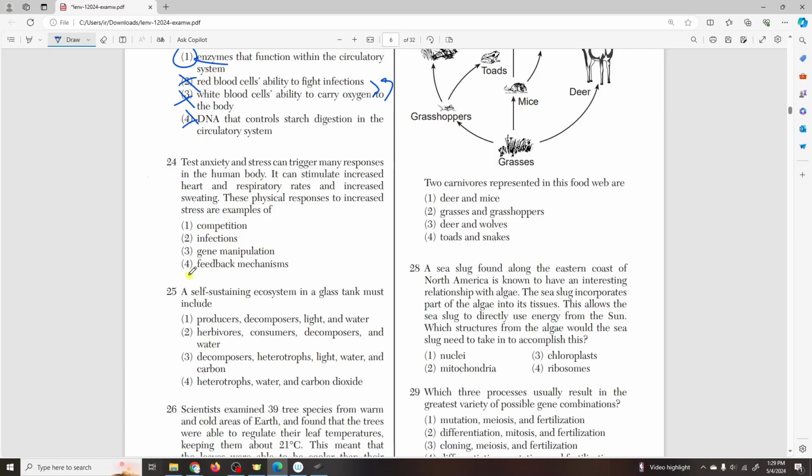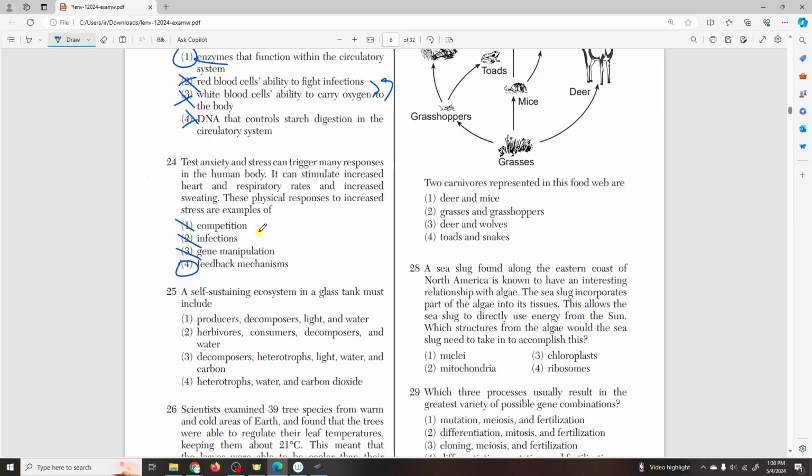They're examples of feedback mechanisms, right? It's not gene manipulation because no genes are being manipulated here. You don't need a gene to have a heart beat quickly. That's just a response, right? It's not an infection because anxiety isn't an infection. In competitions, well, that's not what they mean by competitions here. Competition between animals, guess what? That's not it. These are examples of feedback mechanisms.